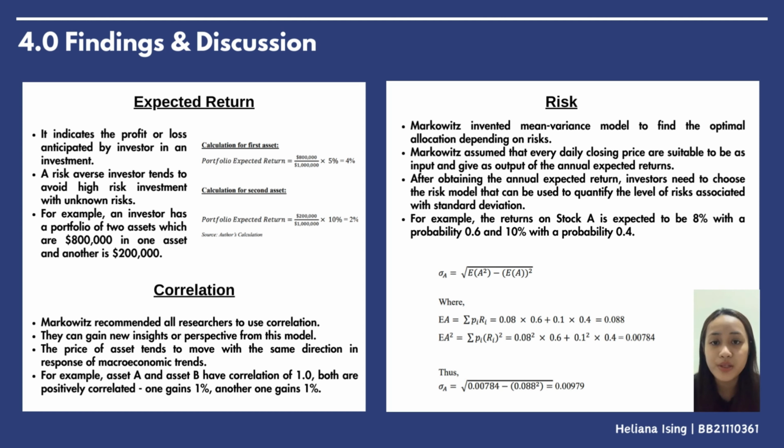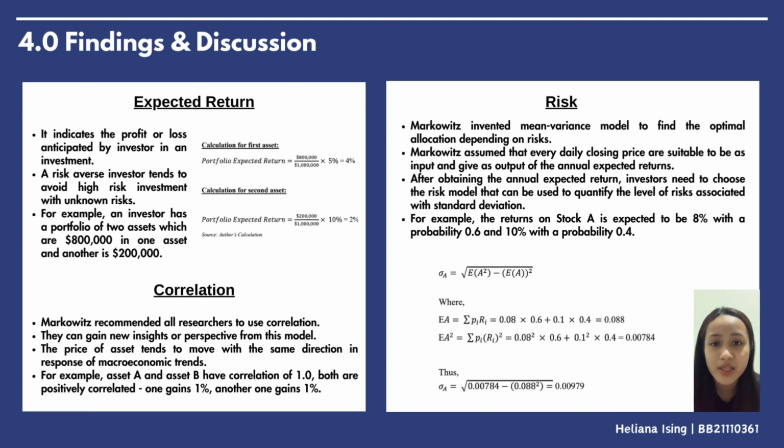The Markowitz model suggested that risk can be minimized by using standard deviation. After obtaining the expected return, the investor needs to choose the risk model that can quantify the level of risk. For example, the return on stock A is expected to be 8% with a probability of 0.6 and 10% with a probability of 0.4. So before calculating the standard deviation, we must calculate the annual expected return for stock A.